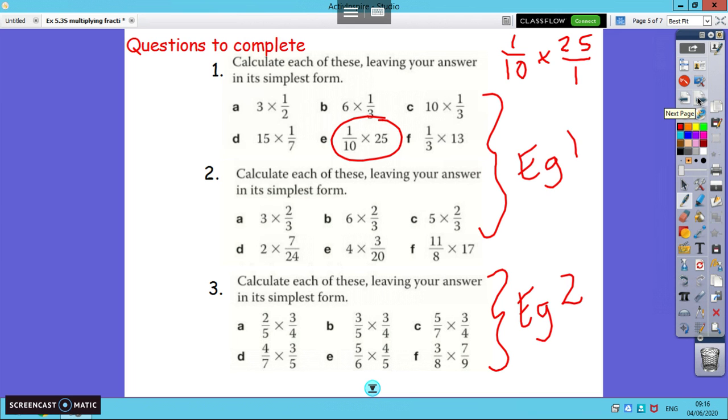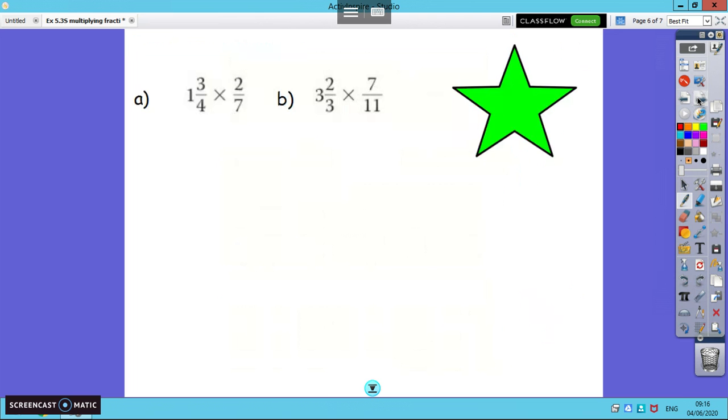Now, answers are on the PDF that I attach right at the end, so you can check your answers kind of as you go along.